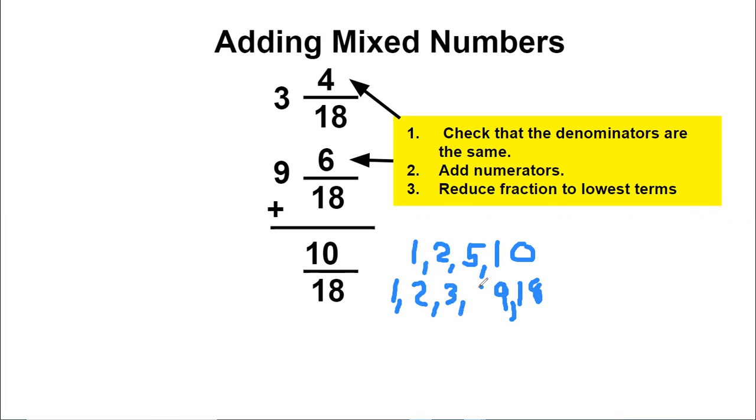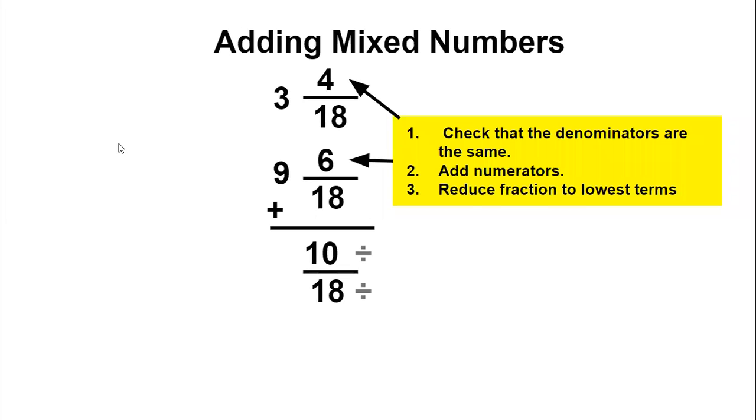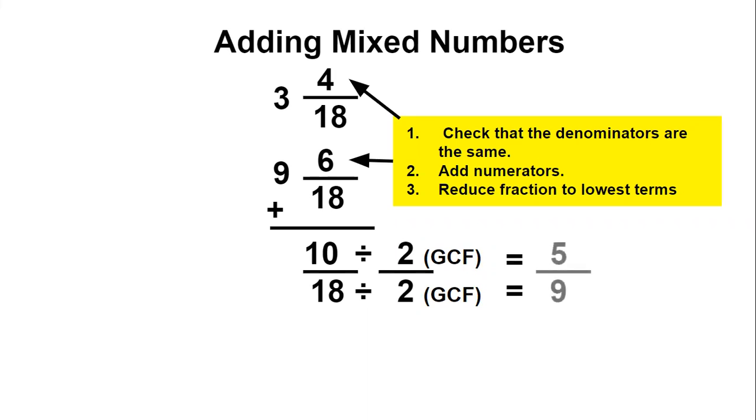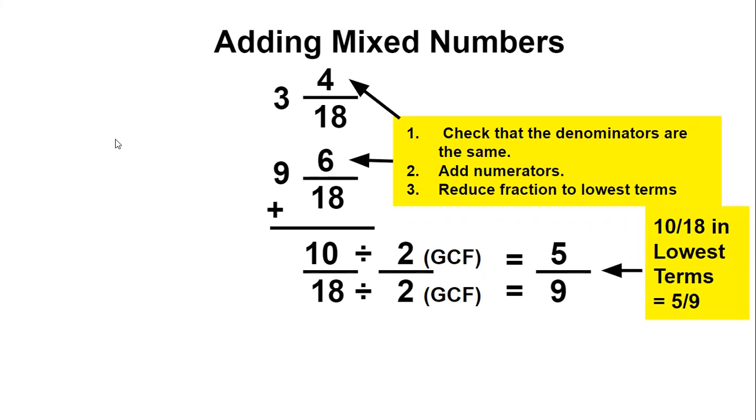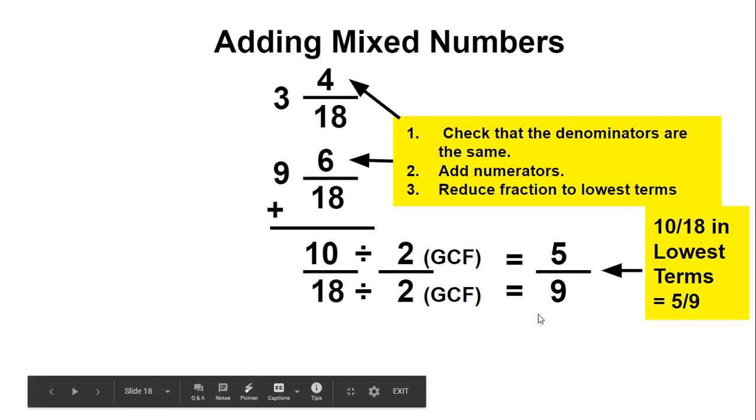So we find the greatest common factor. What is the greatest common factor? Well, the 1s are the same, the 2s are the same, and that's it. So the 2 is the greatest common factor. So we're going to divide the top and the bottom by 2. 10 divided by 2 equals 5, and 18 divided by 2 equals 9. 5 ninths is the lowest terms for 10/18. Now notice how the top number is smaller than the bottom number. So there is no improper fraction going on there, right?